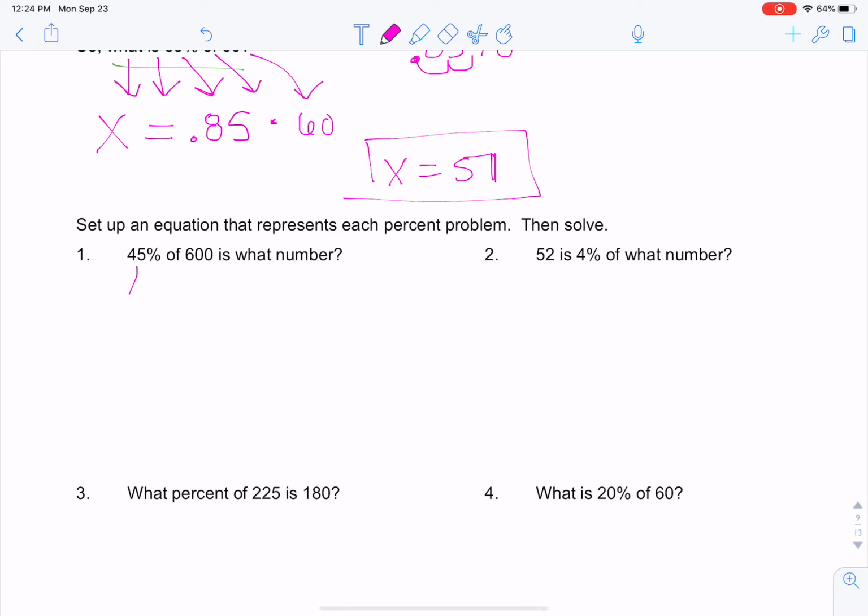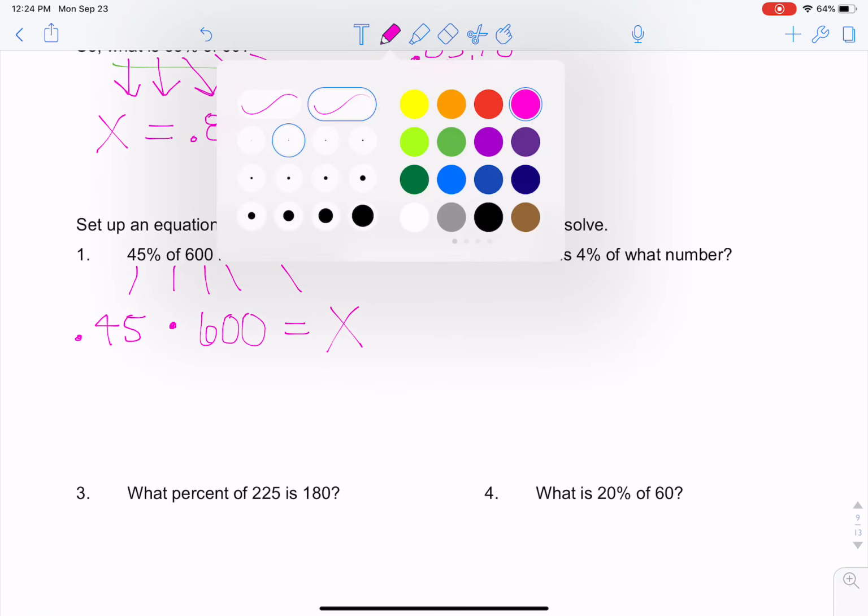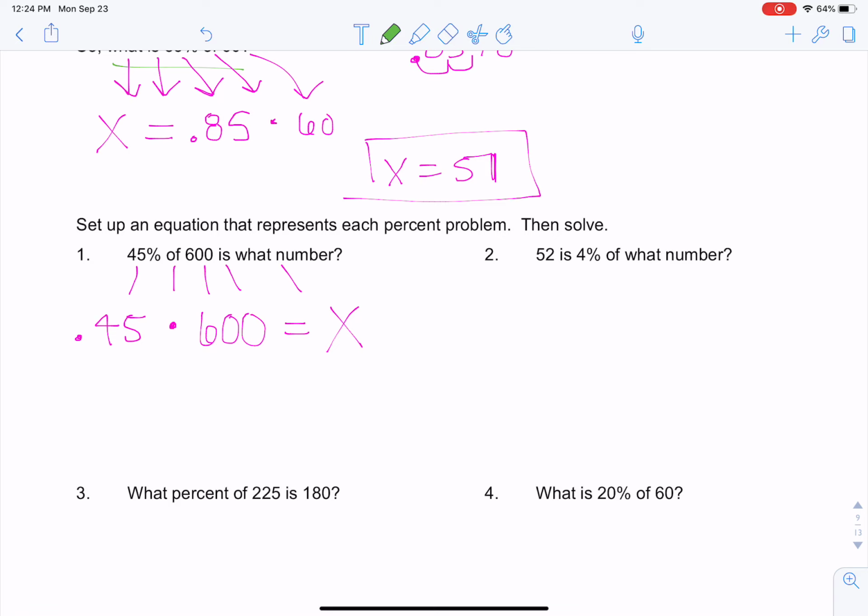I'm going to just translate each of those parts to an equation. So I see a percent. That needs to be a decimal, 0.45. Of, multiplication, 600. Is, equals. What number? Something I don't know. All right, now I'm just going to multiply those two things together. So 0.45 times 600 gives me 270. X is equal to 270.